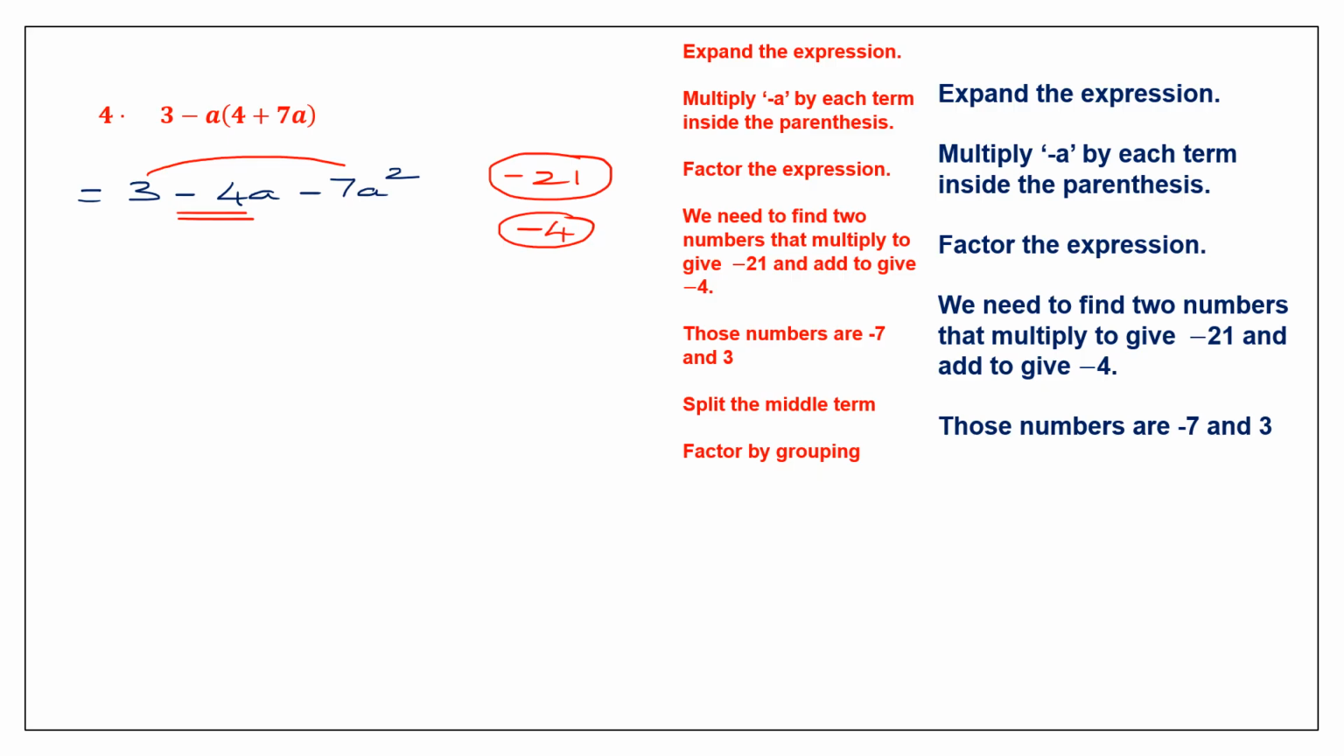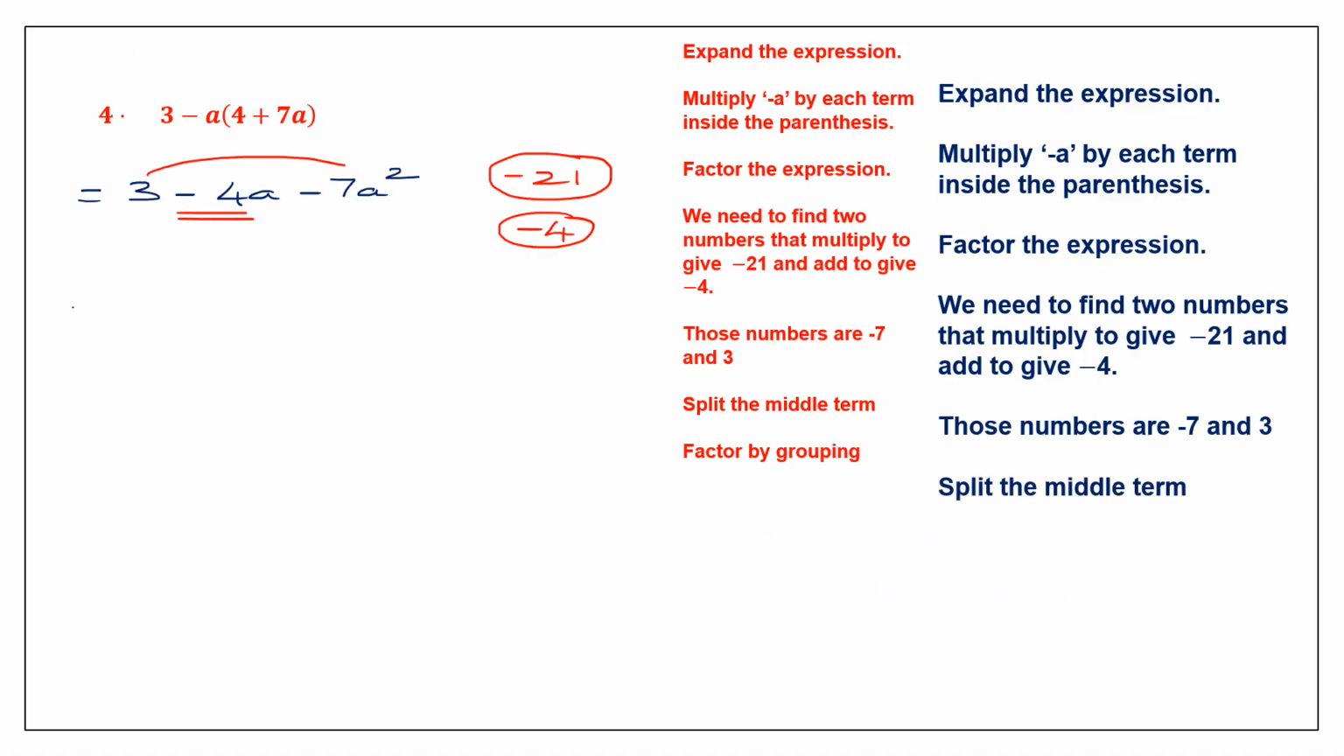So if we have minus 7 and 3, minus 7 into 3, what do we get? Minus 21. Let's add it up and see. Minus 7 plus 3 will give us minus 4. So these are the two numbers, isn't it? Minus 7 and 3, because when you multiply it, you got minus 21. When you add it, you got minus 4. So let's do the next step, that is splitting the middle term.